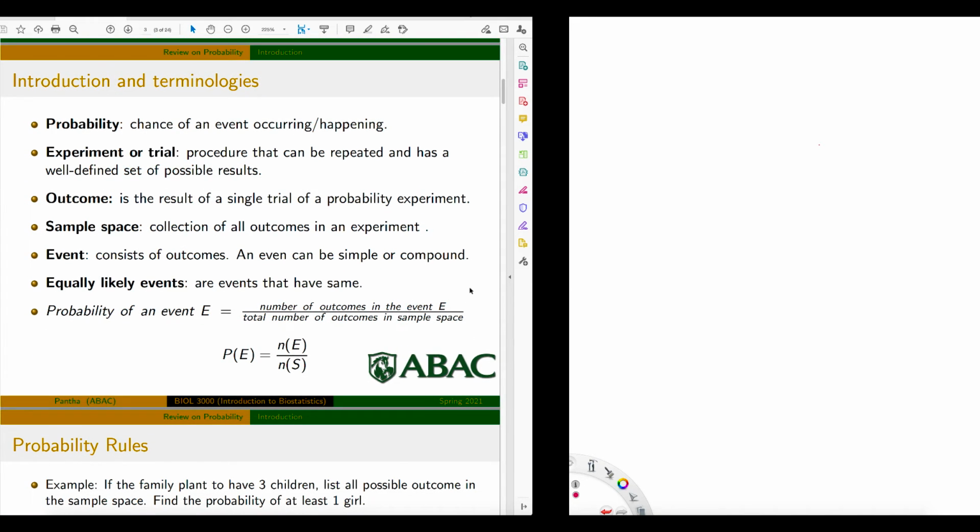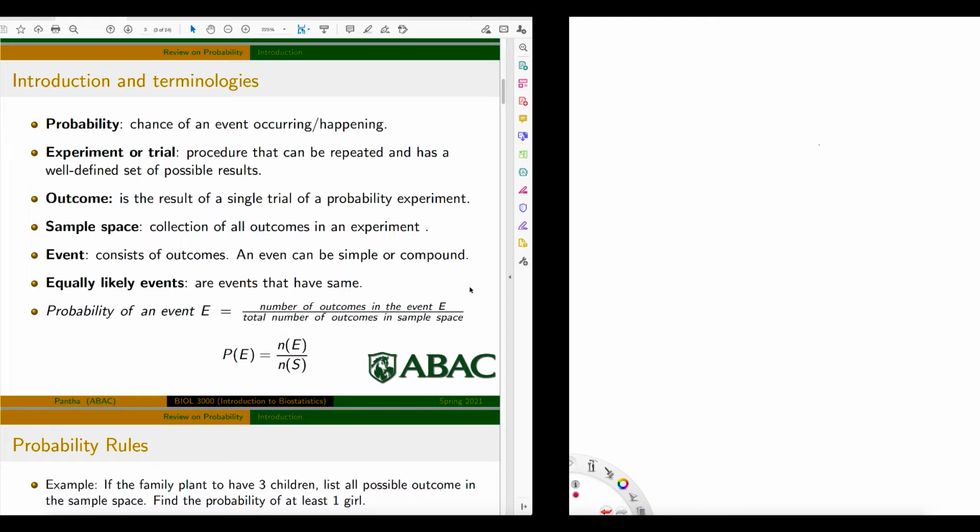Probability is the chance of an event occurring, right? An experiment or trial is a procedure that can be repeated and has a well-defined set of possible results. An outcome is the result of a single trial of a probability experiment. Sample space is the collection of all outcomes in an experiment, right? An event consists of outcomes. An event can be simple or compound. A simple event has only one outcome, and a compound event has more than one outcome. Equally likely events are events that have the same chance of happening.